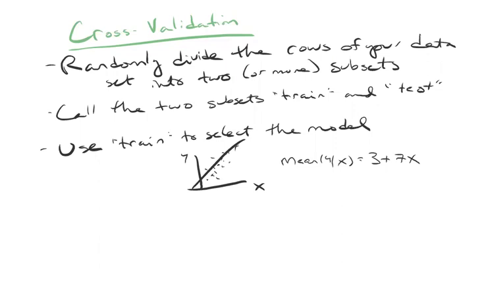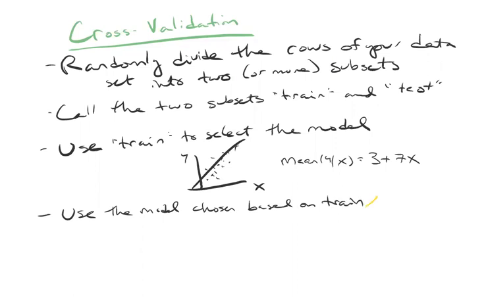Again, if we were not doing cross-validation, you'd be done at this point. You'd say, here's my model. This is the model we should use to make predictions for the future, and 7 is the slope that we should use to interpret the relationship between x and the mean of y. However, we are doing cross-validation, so we have some leftover data called test. Here's what we're going to do. We're going to use the model chosen based on train.